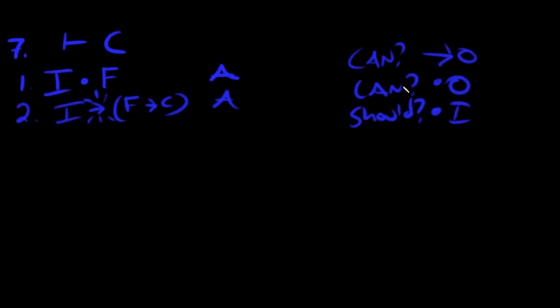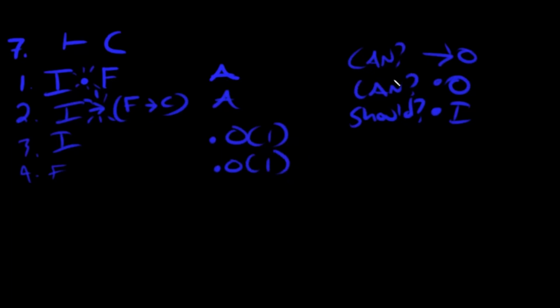Moving on. Can we do an and out? Do we have a dot somewhere not in parentheses by itself? We do. So what does that mean? We can break those two things down. That gets us I and F separately. What move there? And out. Line 1. And out line 1. Now, go back to the top of the list.